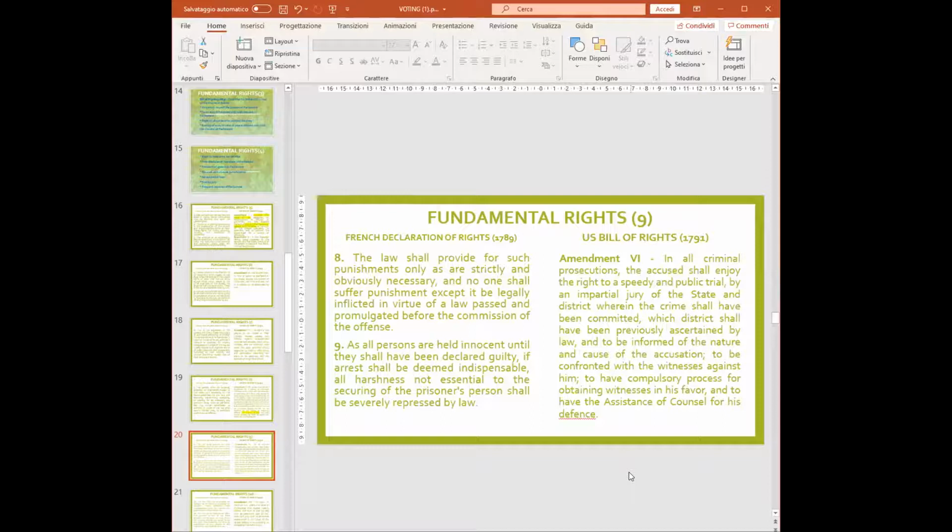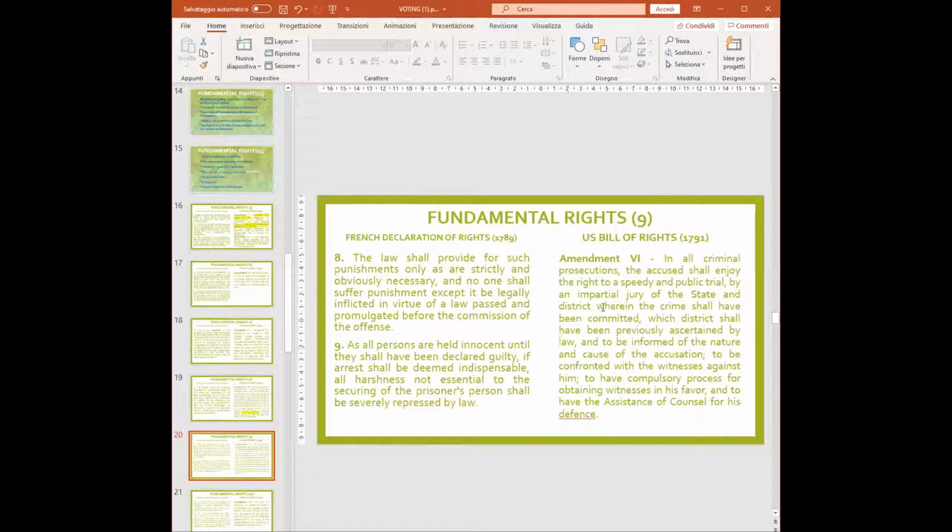Just to show you this very long history, this becomes part of the European constitutional patrimony only substantially after the Second World War. We have these principles of right to a speedy and public trial, impartial jury, and so on. So just to point out the constitutional importance of trial in the US. Judicial proceedings are there in the Bill of Rights of 1791 and are a fundamental part of the US Constitution.